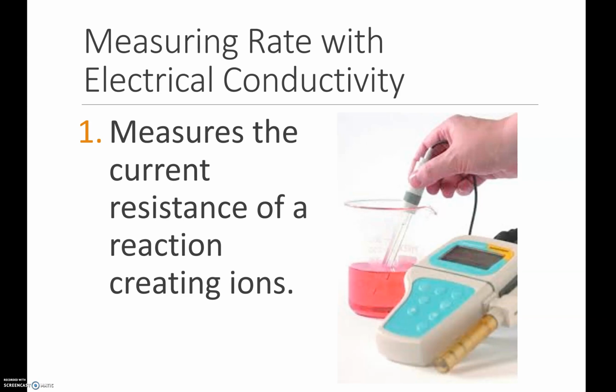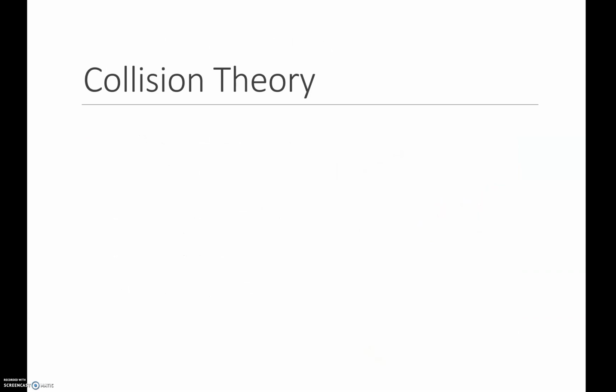Another item would be measuring electrical conductivity. And so this relates a little bit to what you were learning in redox reactions. We can measure a current's resistance over the creation of ions. So if you saw a problem that said you're creating ions, you would say, oh yeah, we can use electrical conductivity. Again, this is not something you will be doing in this lab.